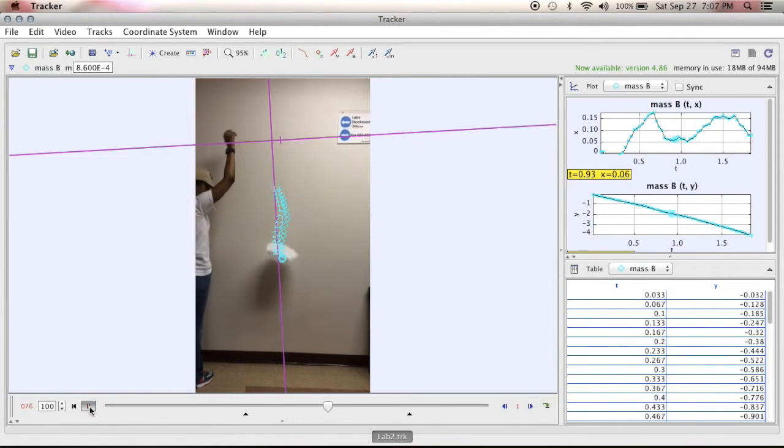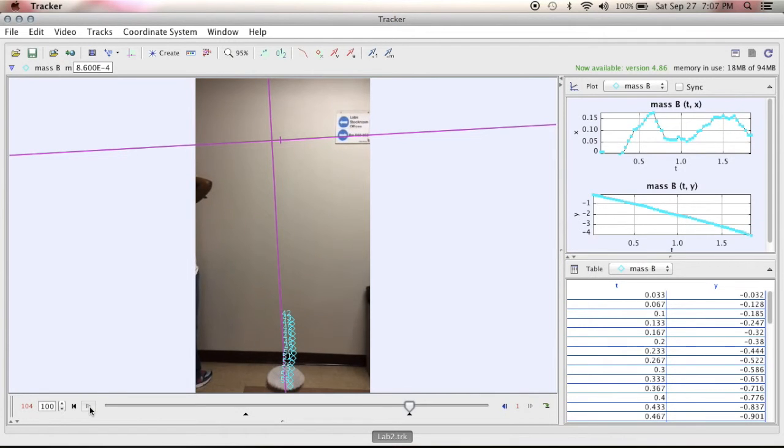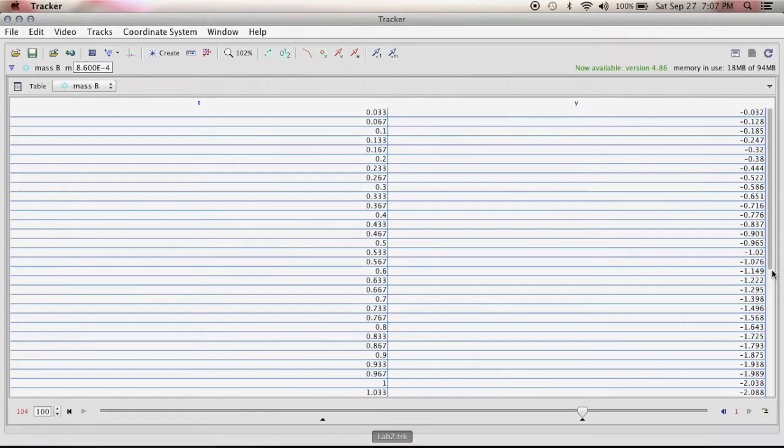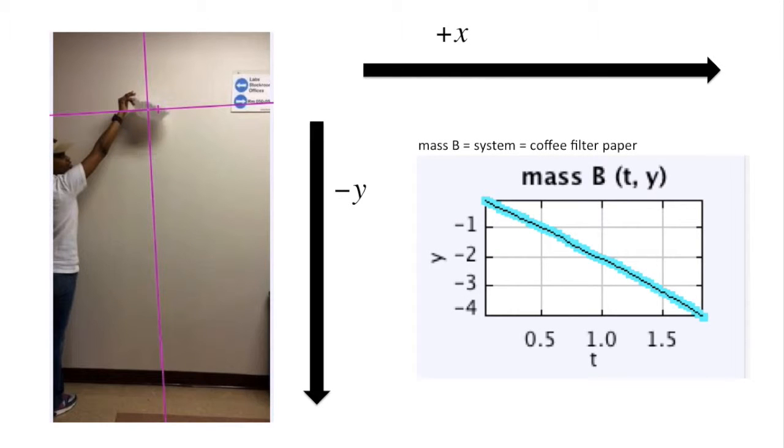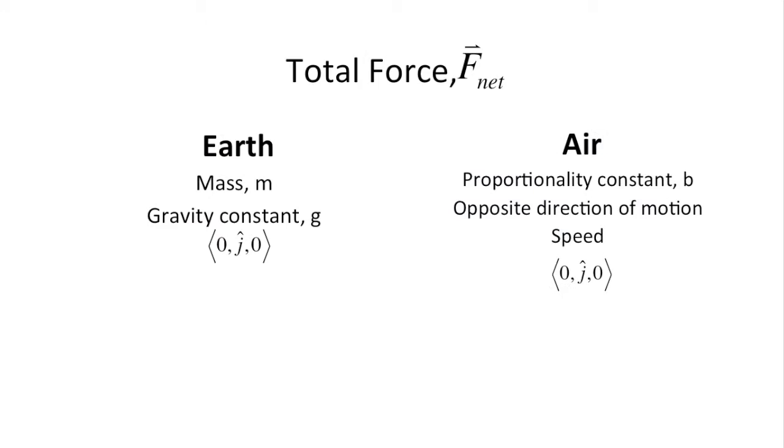Here you can see I chose to observe the motion of a coffee filter paper being dropped from rest. The turquoise tracks of the paper generated a table of time in seconds and positions measured in meters. With my system being the coffee filter, I chose to align my axis so y coordinates are in the j hat direction, x coordinates are in the i hat direction, negative is down and to the left, and positive is up and to the right.